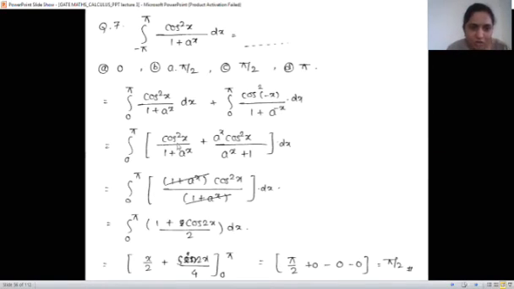So it is cos square x upon 1 plus a raised to x, and this is cos square of minus x, as cos is an even function, cos of minus x is cos x itself, so it is cos square x only. But in the denominator there is 1 plus a raised to minus x, and that will create some problem, right? So we'll try to write it the same as the denominator 1 plus a raised to x. And how can we do that?